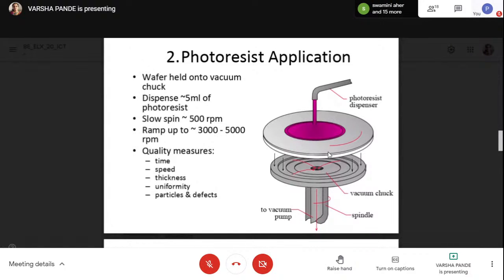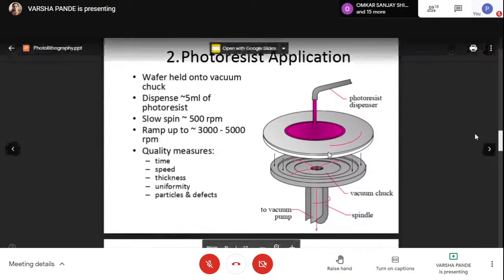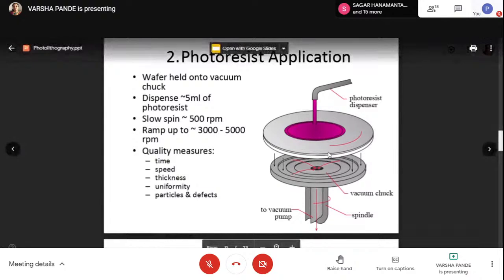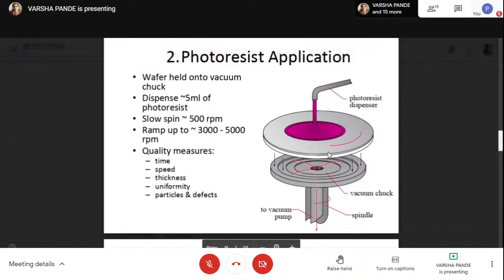So these are some standards given. Dispense: how much quantity should be dispensed? This is near about 5 ml of photoresist. Then the spin for photoresist will be 500 rpm, then a rotation speed of 3000 to 5000 rpm. Depending upon the time and the rotation speed, the thickness of the photoresist can be achieved.